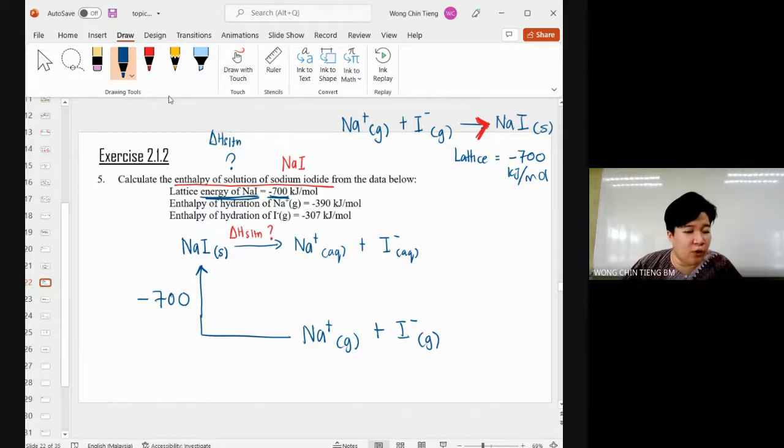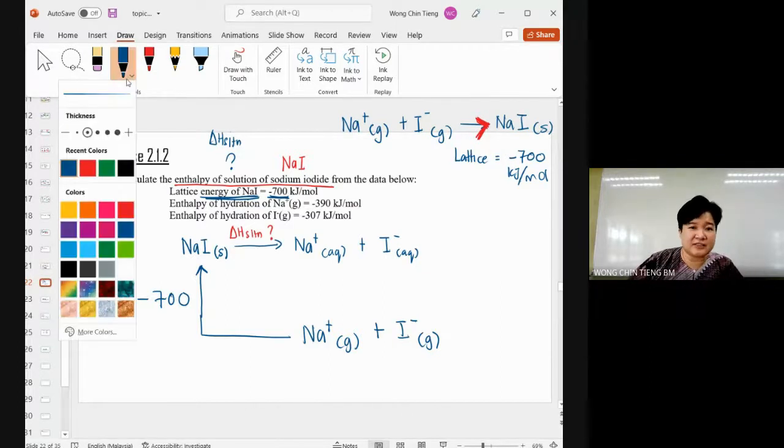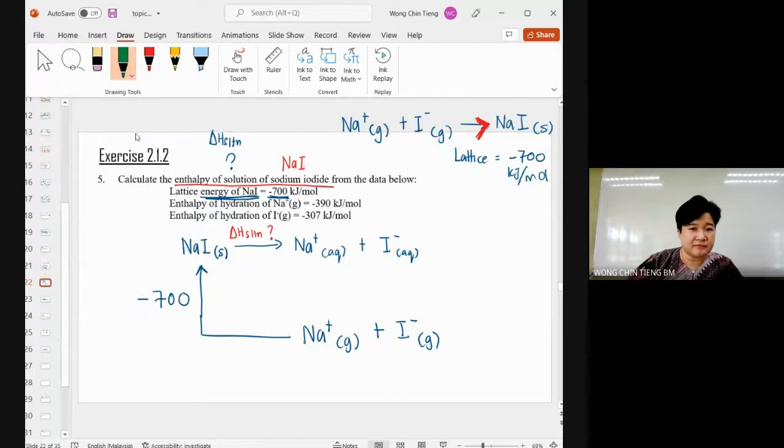Slightly different over here. Apa beza soalan ni dengan soalan tadi? Adalah hydration dia bagi separate. Perasan tak? Hydration, hydration. So kita akan ada 2 value hydration guys. Dan senang je, hydration saya tak payah kamu tulis equation lain pun. Hydration, my question: gas kepada aqueous atau aqueous kepada gas?